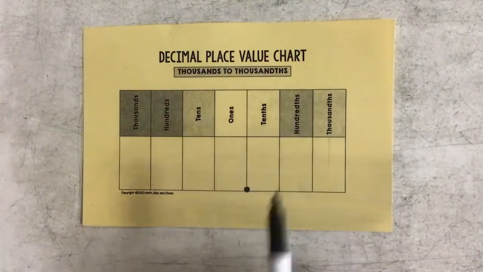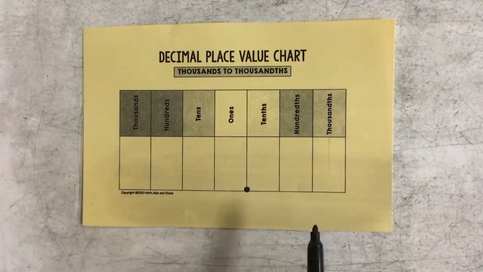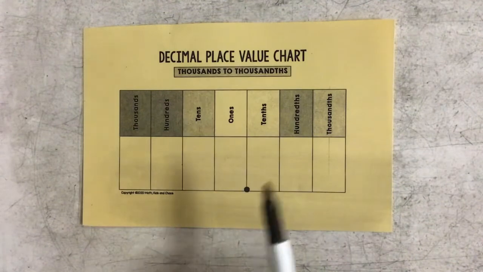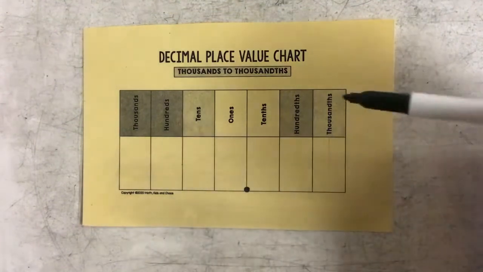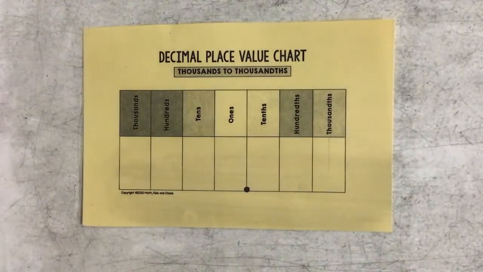Again, each one of these places is similar in name to some of the places that we see on this side of the decimal point, but we do have the addition of the THS at the end of each one of those places.